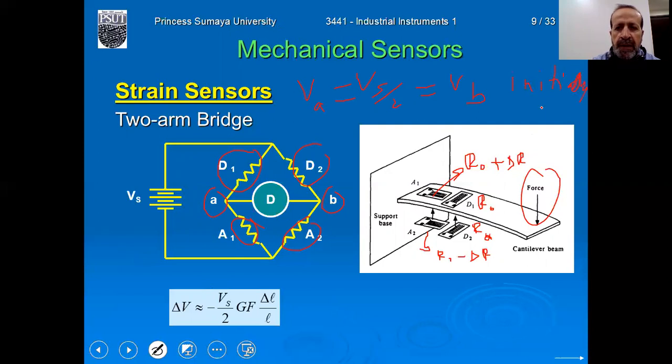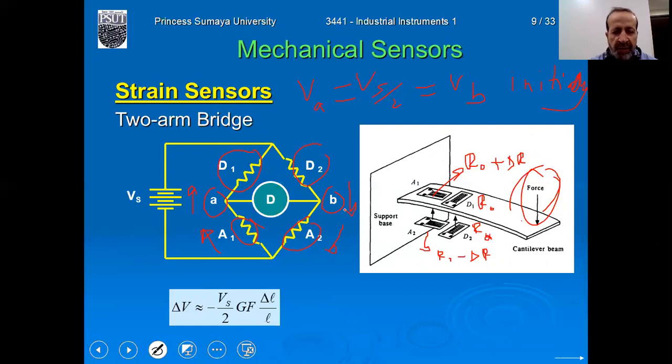Initially, if we apply a strain or force like this one, strain gauge A1 will increase its resistance. This one, because it is at the bottom, will decrease in its resistance. So VA and VB are changing. VA is increasing in voltage, VB is decreasing. So we have more sensitivity.